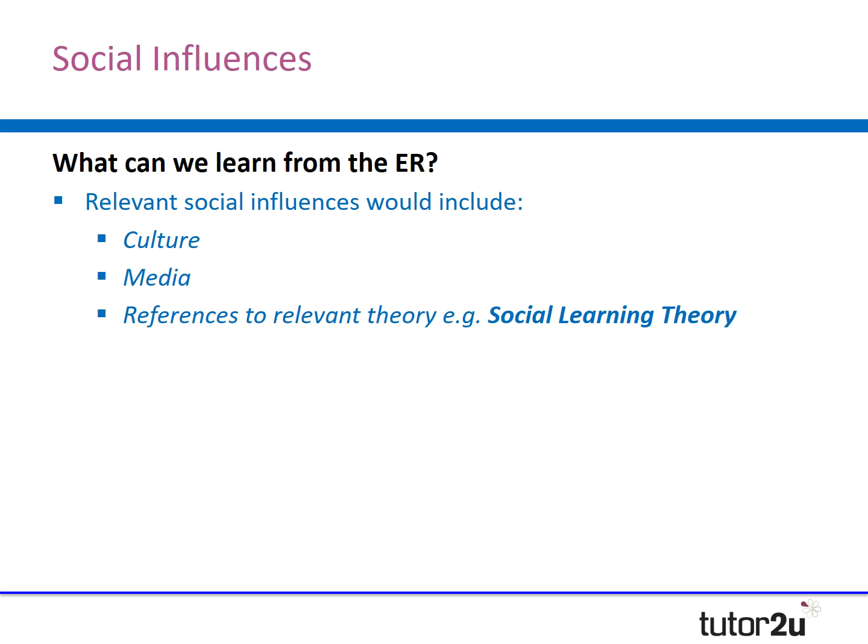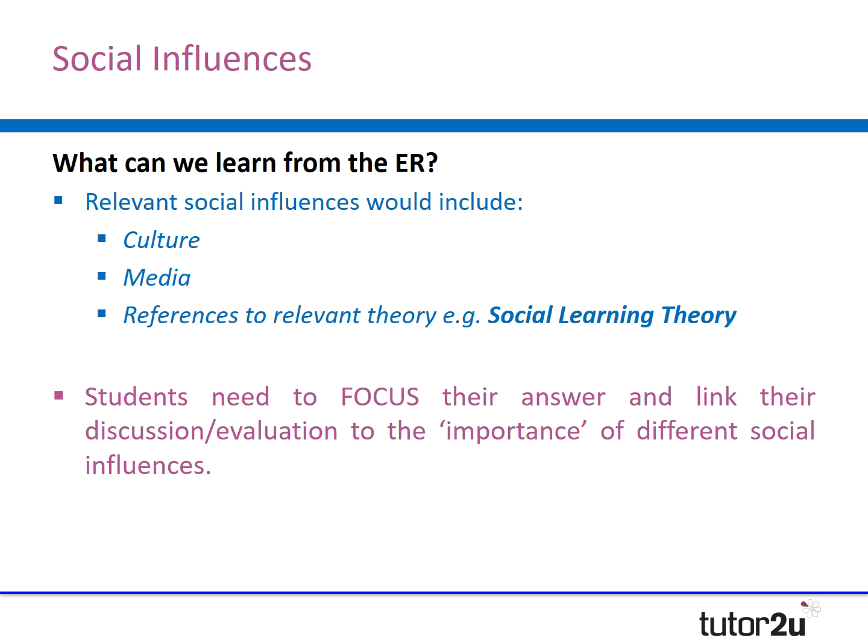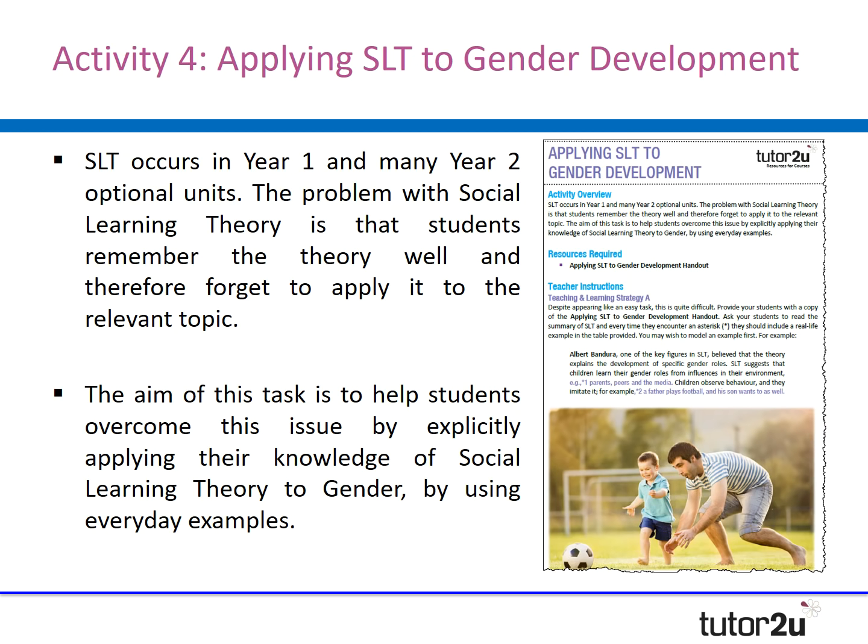So in terms of what we can learn, relevant social influences would include culture, media, and even social learning theory. And students need to focus their answer and link the discussion and evaluation to the importance of the different social influences. So they're not simply just evaluating, they're actually linking their evaluation to which of these points is more or less important.